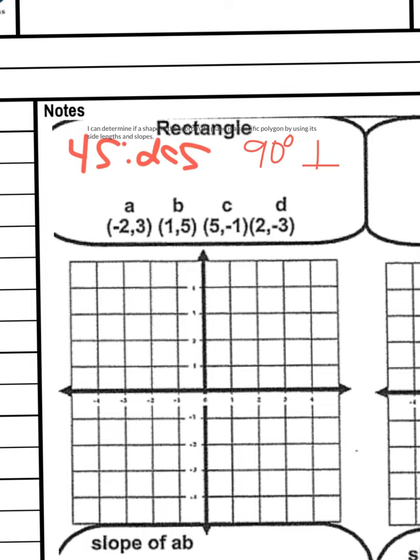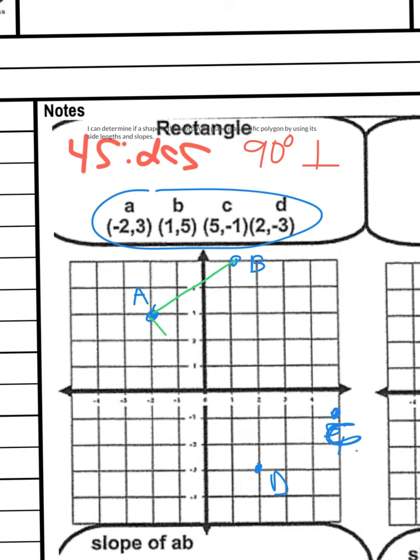So the first thing that we're going to do is plot these points that are given to us. I'm going to go to (-2, 3), so I go to the left 2 and up 3. For (1, 5), I go to the right 1 and up 5. And I'm going to label these as I go so I don't forget. C is (5, -1). And D is (2, -3).